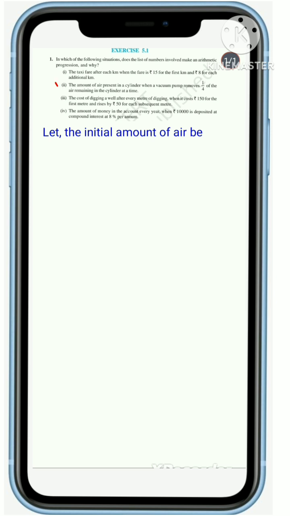Question number 2, and question is the amount of air present in a cylinder when a vacuum pump removes 1/4 of the air remaining in the cylinder at a time. Okay students, it means at a time vacuum pump removes 1/4 part of the air from the cylinder, but here is not given the initial amount of air contained in that cylinder, right? So let's assume the initial amount of air be x.